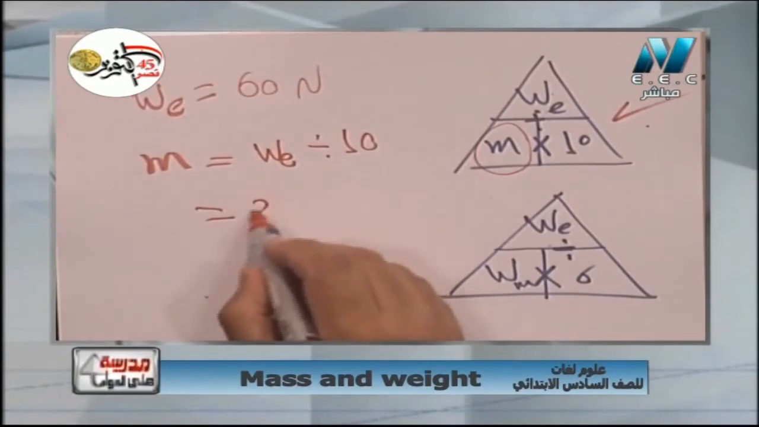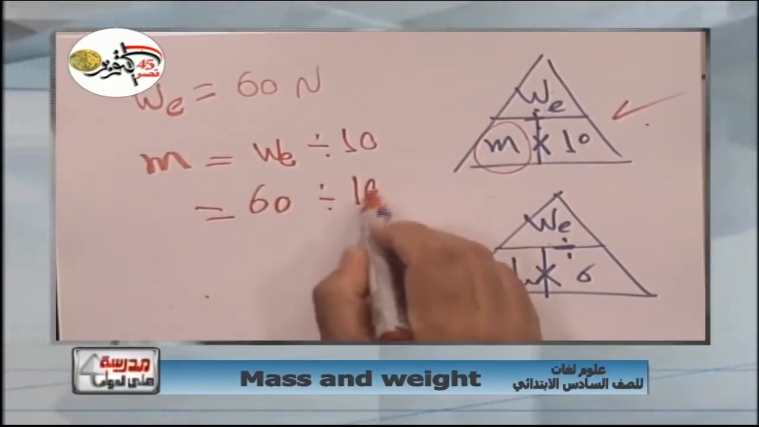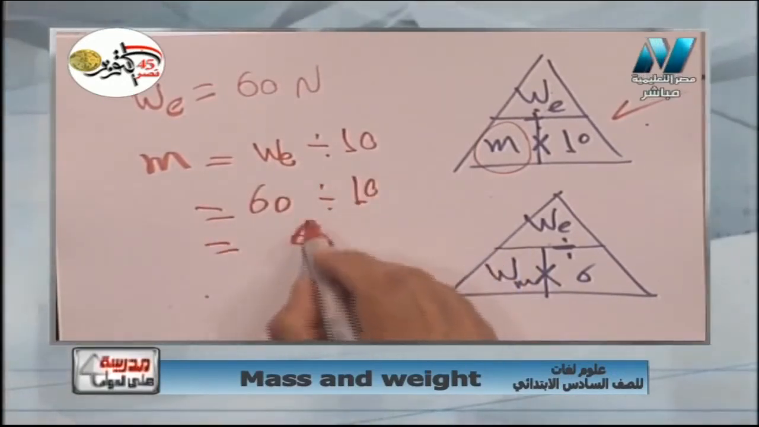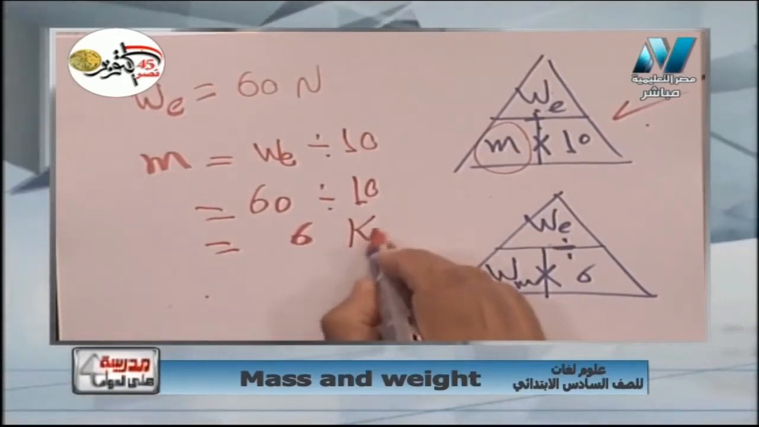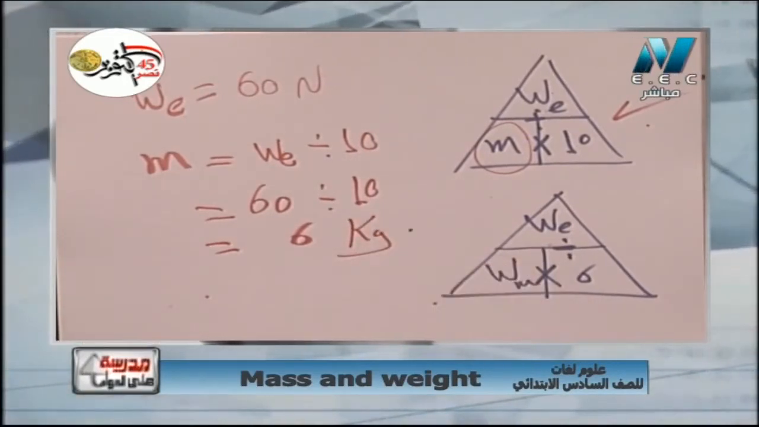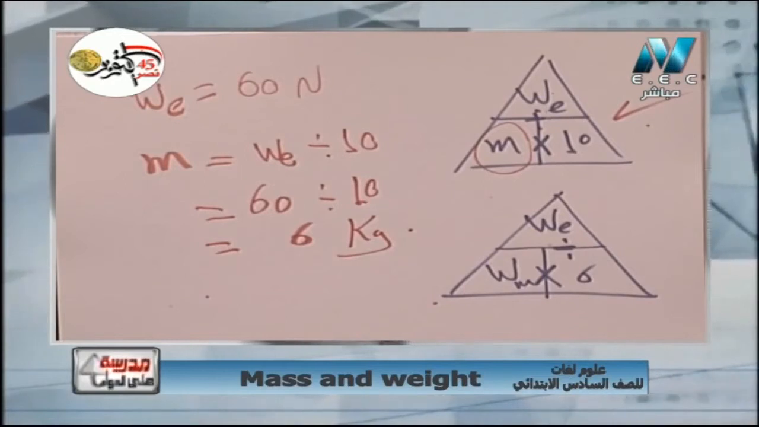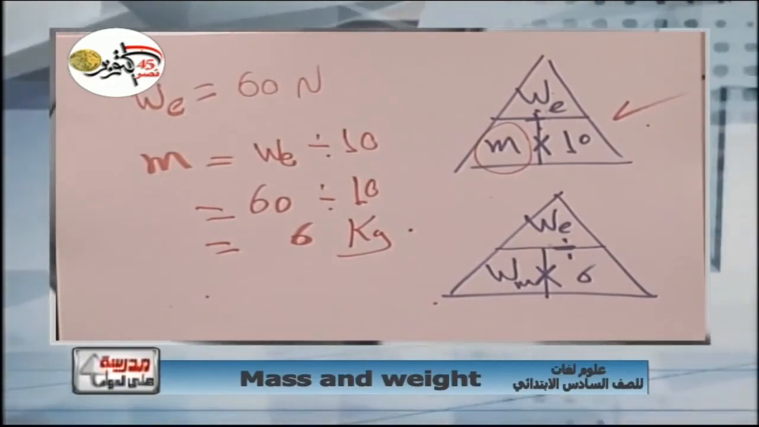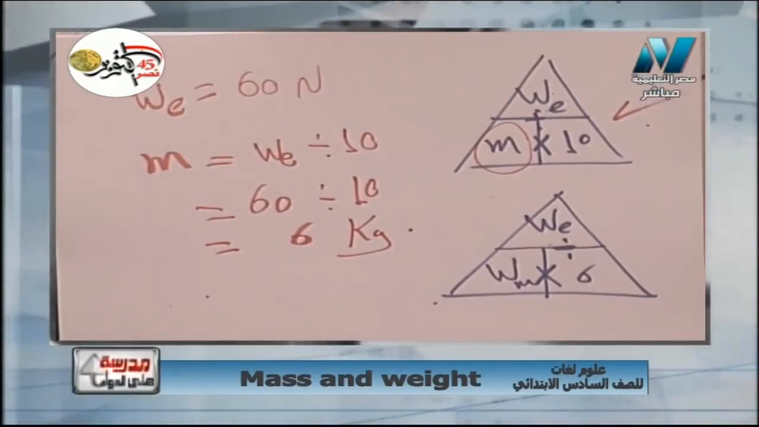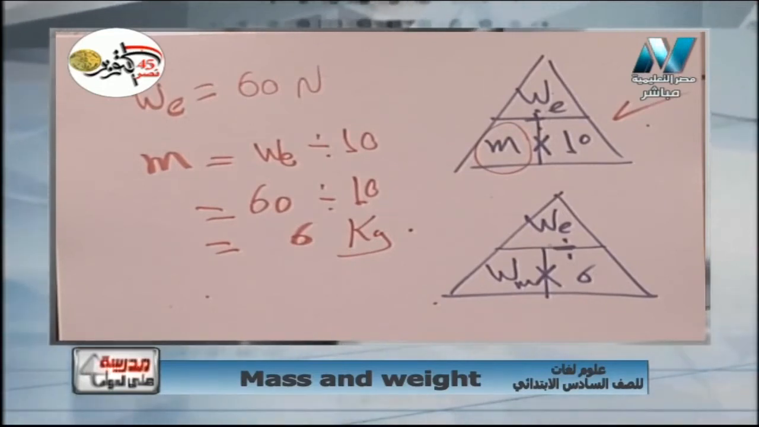So it will be 60 divide 10 equal 6 what? 6 kilogram. Take care. Mass is measured by kilogram, not Newton. Again, mass is measured by kilogram, not Newton. So now, what about the second demand?